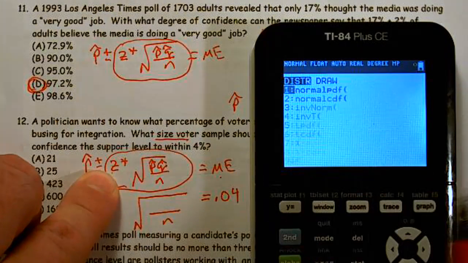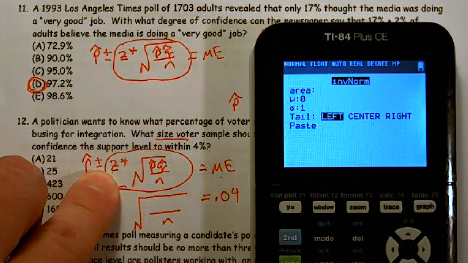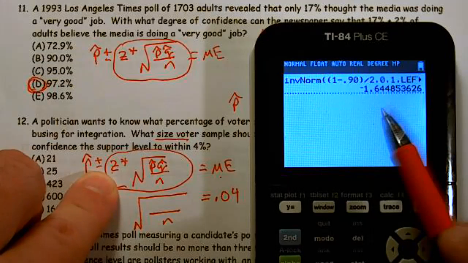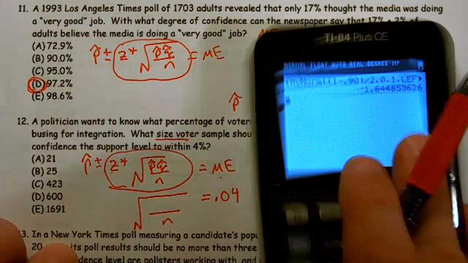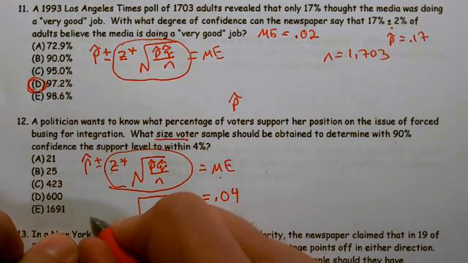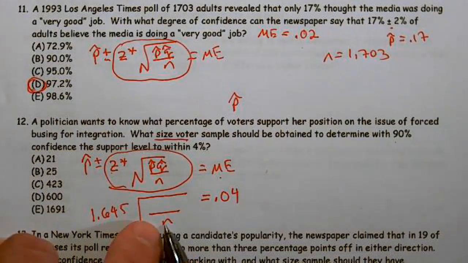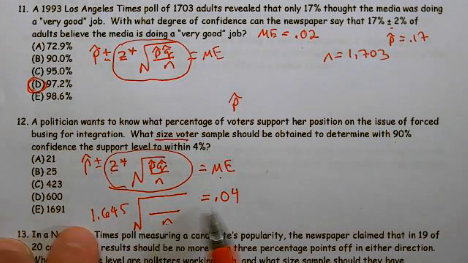So second vars, inverse norm, parenthesis, 1 minus 0.90, close parenthesis, divided by 2, mean of 0, standard deviation of 1. And I end up getting about 1.645, and that's what I'm going to call it. All right. So now I know we're looking for this, and I have my margin of error.